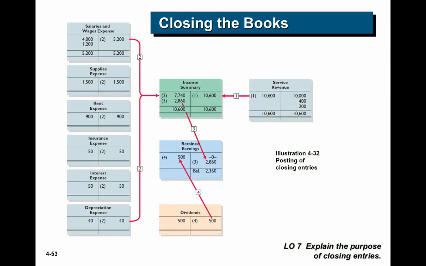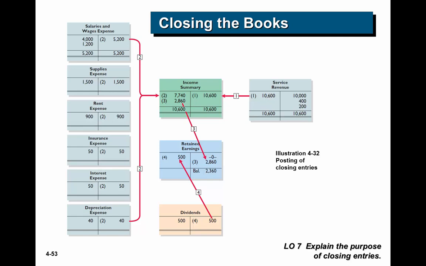All right, so here's kind of a summary of it. You'll see there's the salaries and wages expense, all the expenses on the left-hand side. They all had balances on the debit side, because that's their normal balance. So we made the credit entries and credited those accounts and debited income summary.